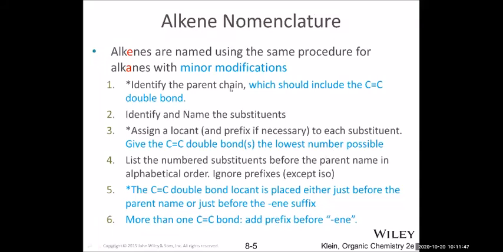Alkene naming is very much similar to alkane naming, with some minor modifications. We no longer pick the longest chain as the parent. Instead, we pick the longest chain that must have the carbon-carbon double bond, and the double bond should have the lowest number, the lowest locant. That's the big difference in how we name alkenes.